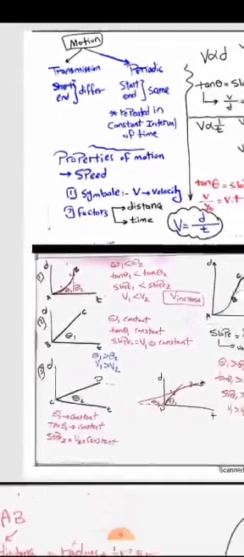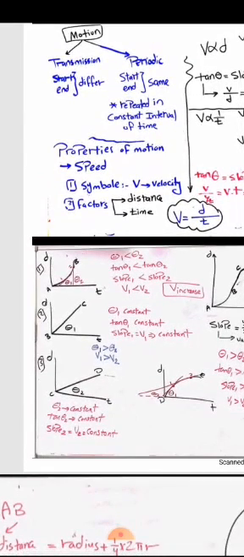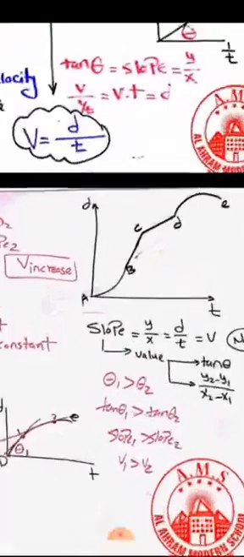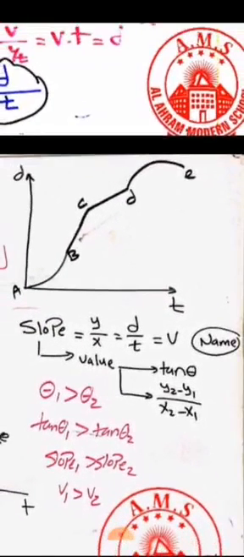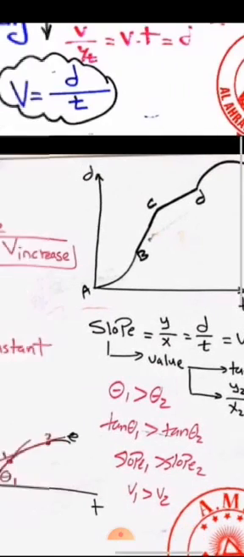The slope is found by putting the y-axis over the x-axis. So distance over time, which indicates the slope, is speed. Slope has a name and a value. The slope is the ratio between y per x, which is distance per time, so speed.